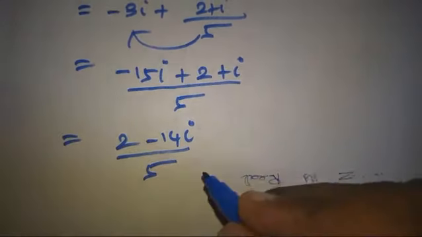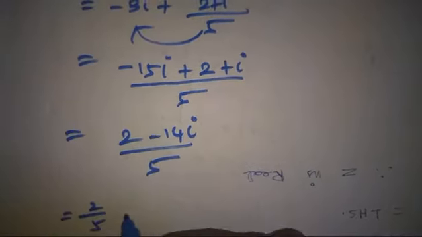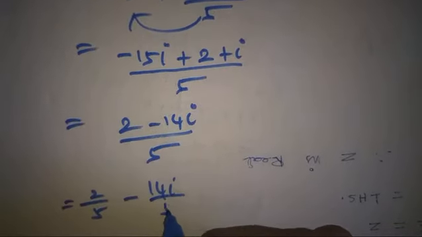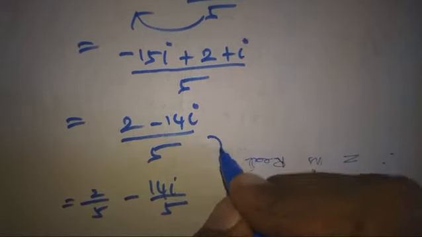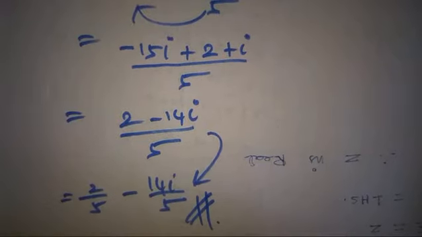Finally we have to write the real part: 2 by 5 minus 14i by 5, correct. So we have split this into real part and imaginary part. Finished.